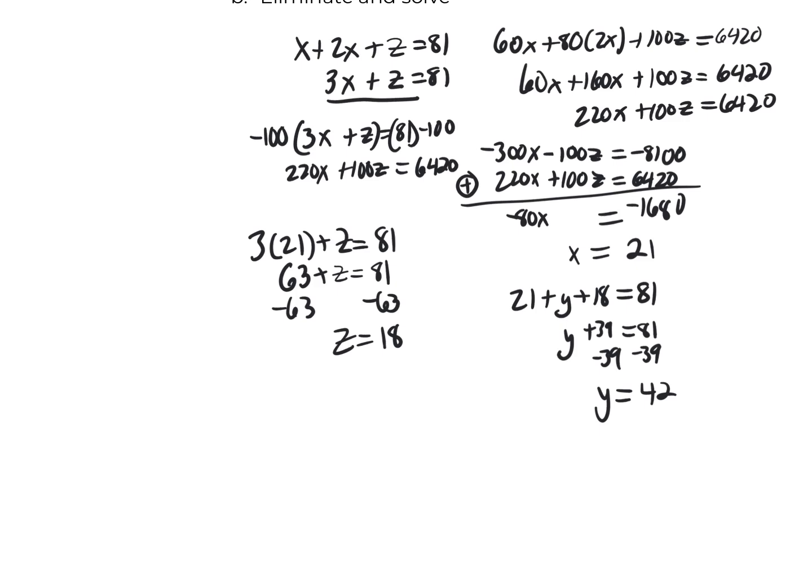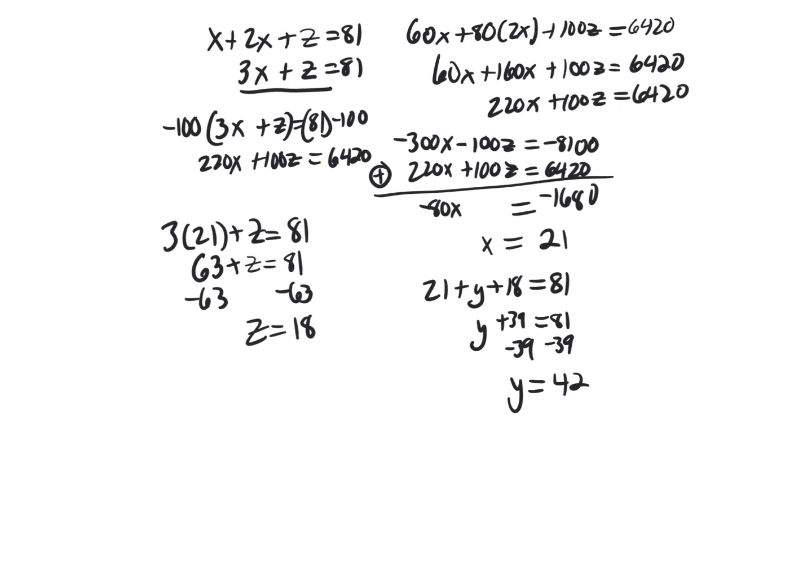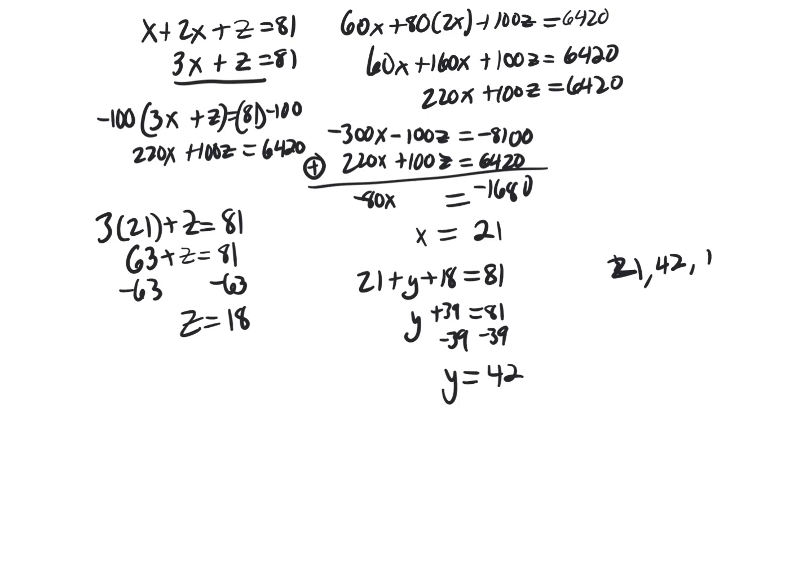So that means that they sold in 1 month 21 individual memberships, 42 dual memberships, and 18 family memberships for a grand total of 81, and they made a total of $6,420.